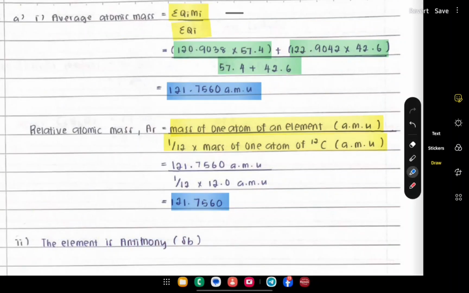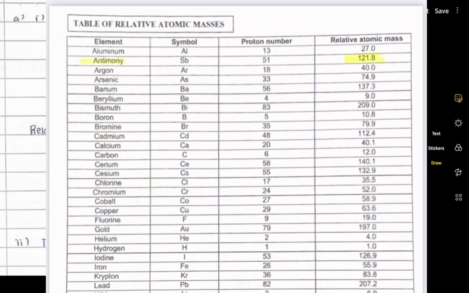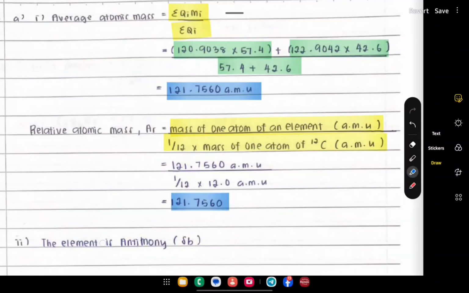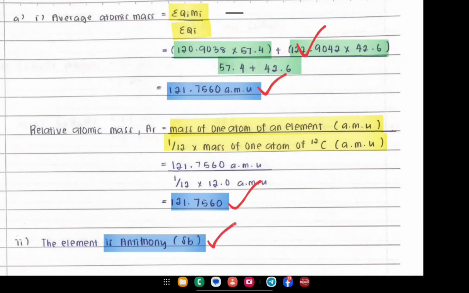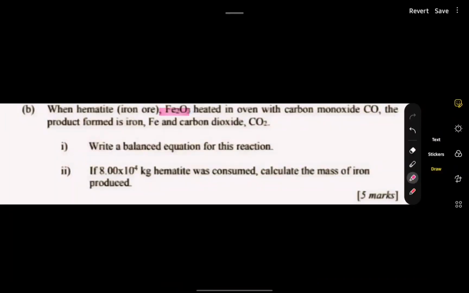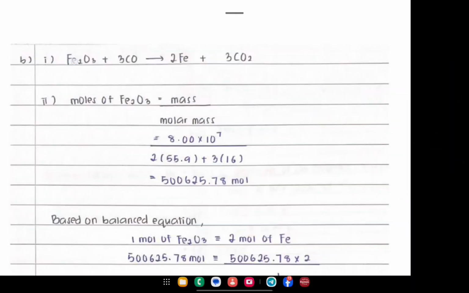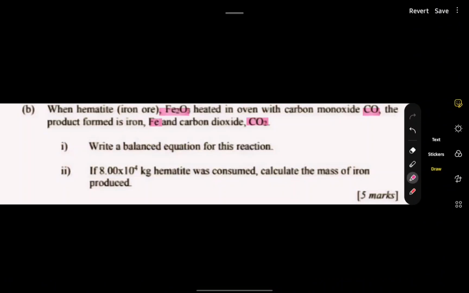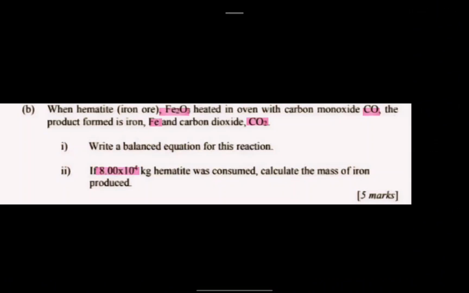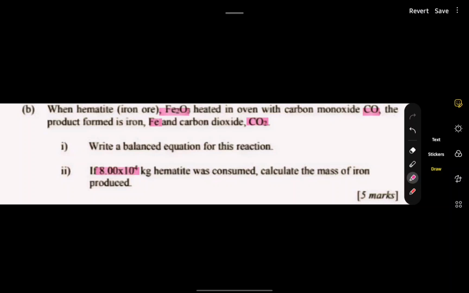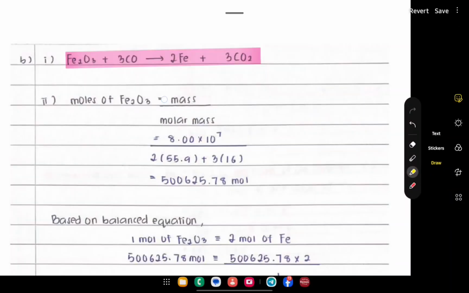For question A2, we need to identify this element in the periodic table. So we need to refer to the table of relative atomic mass. We need to search for the element with the relative atomic mass 121.76, and it is antimony, or Sb. 1 mark was given for the correct element. Moving to question B1, we need to write a balanced equation based on the information given. Make sure the equation is balanced.